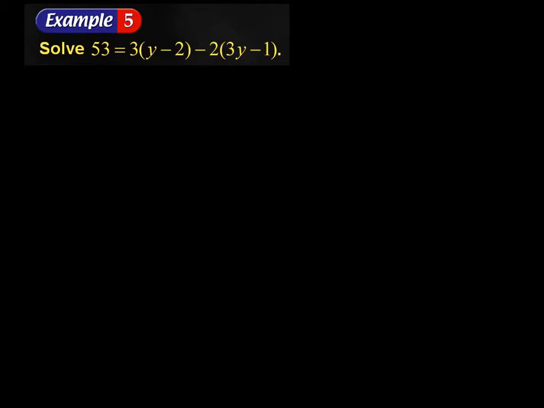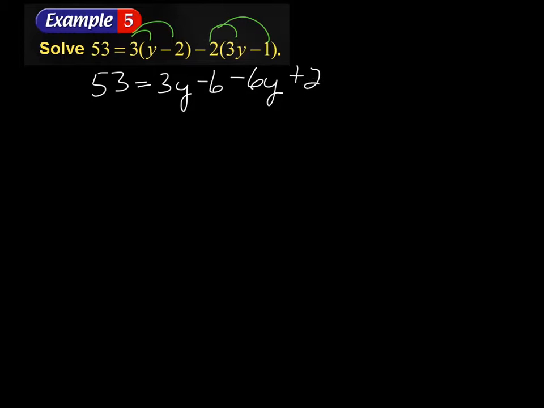Okay, so to solve this, we're going to have to use the distributive property. So I'm just copying down 53 equals 3 times y is 3y, 3 times negative 2 is negative 6. Negative 2 times 3y is negative 6y, and negative times negative, watch out for that one, is positive 2. Next I can combine my like terms. So 3y minus 6y is negative 3y, and negative 6 plus 2 is negative 4.